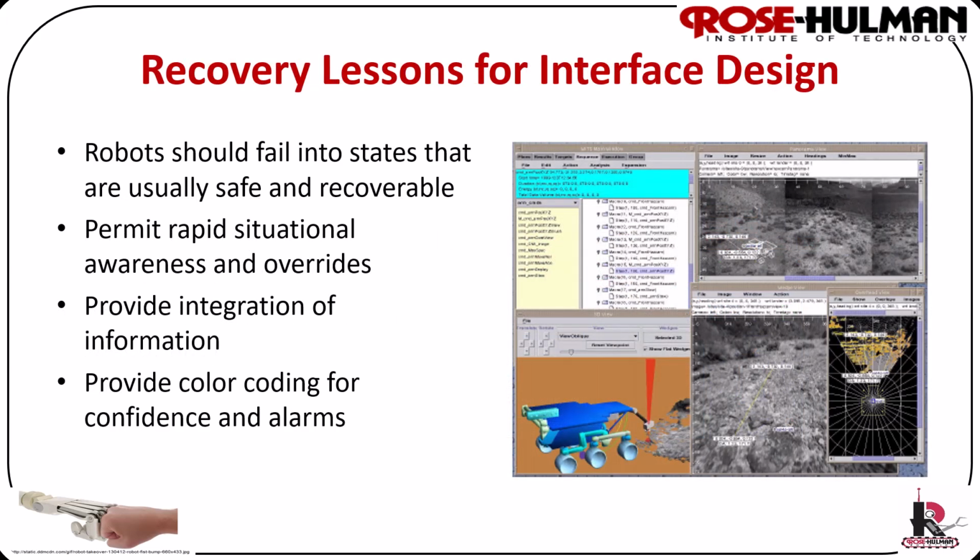So, recovery lessons for interface design. What if the robot fails? Once we've already said we want it to fail in a state that is usually safe and recoverable, and be able to permit still rapid situational awareness and overrides, even though the robot has failed, to provide integration of information or color coding for confidence and alarms. How confident is the robot that it has failed and that the user needs to now intervene in order to rescue the robot?